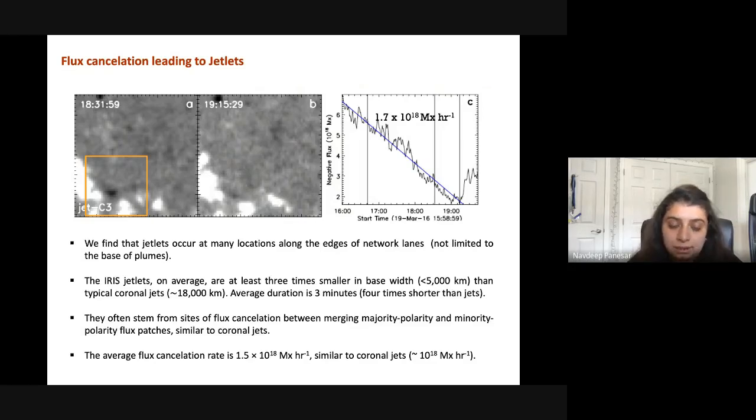We find all these jetlets occur at the edges of magnetic network lanes, and they are not limited to the base of the plumes. They often come from the sites of flux cancellation between merging majority polarity flux and minority polarity flux. They show base brightenings similar to the base brightenings of coronal jets, and their average cancellation rates are also in agreement with the average cancellation rates of coronal jets. The difference is their size scale. They are about 3 to 4 times smaller in base widths than coronal jets.